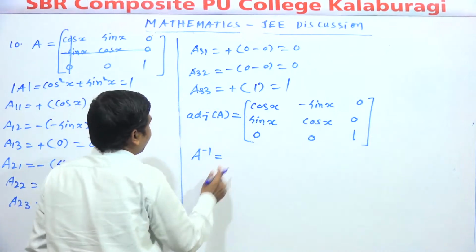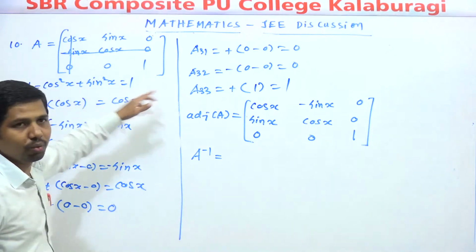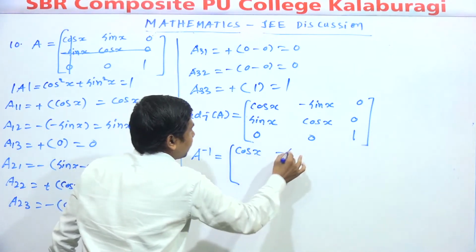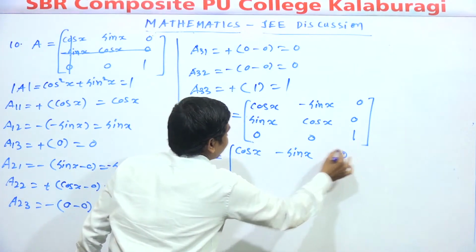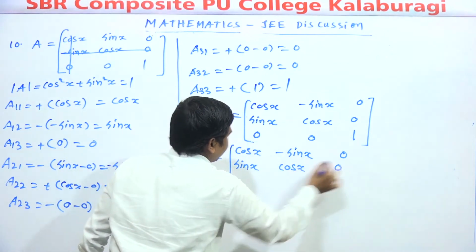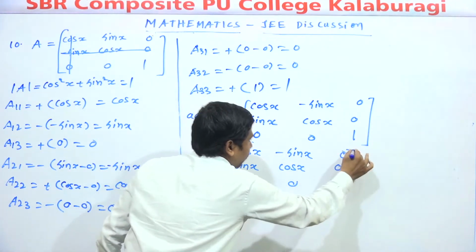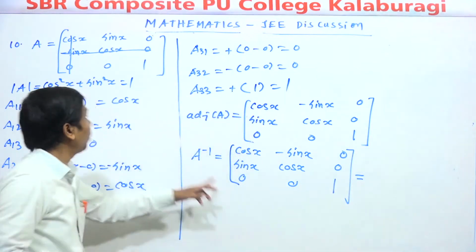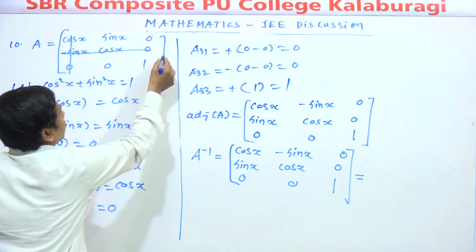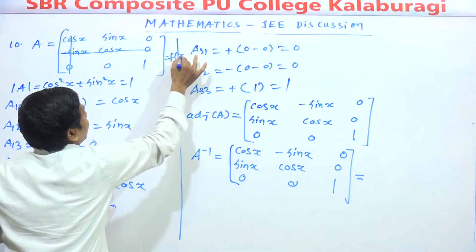So A inverse is 1 by determinant of A. What is the determinant of A? 1 into adjoint of A. It is cos x, minus sin x, 0, sin x, cos x, 0, 0, 0, 1. So this is nothing but what? This is equal to f of x again, right? This is equal to f of x.